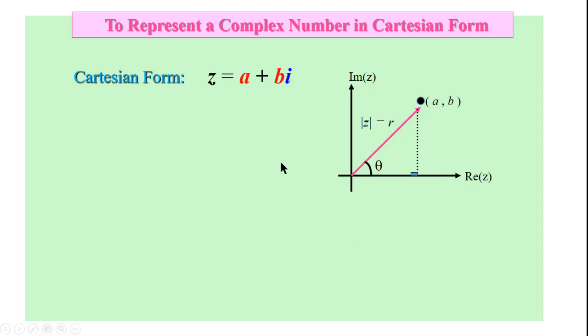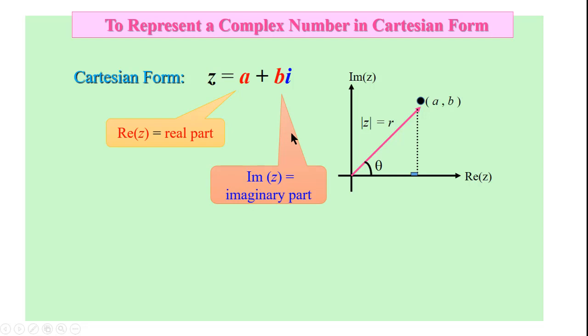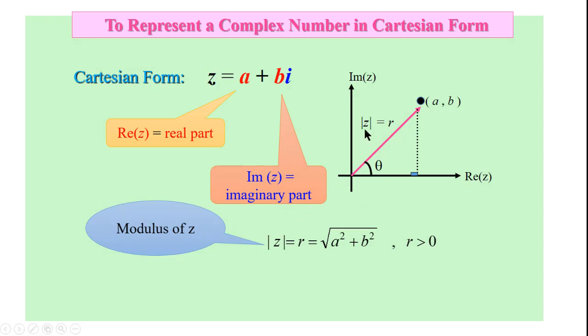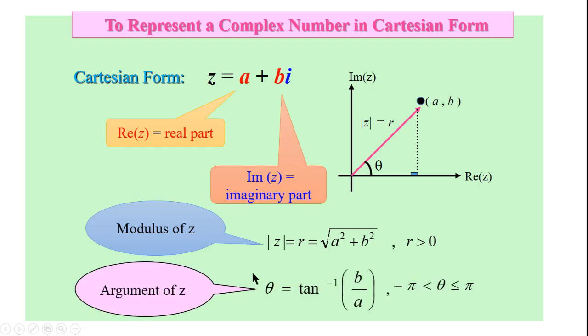What is a complex number? A complex number can be written as z equals a plus bi, where a is the real part and b is the imaginary part. On the Argand diagram, x represents the real axis and y is the imaginary axis. We can also find the distance, the modulus of z, which is the distance from the origin 0 to the point (a, b), using the distance formula. It is always positive. The argument is the angle to the x-axis, the real axis, that is arctangent b over a.